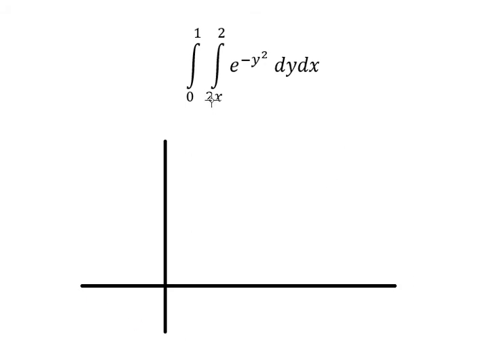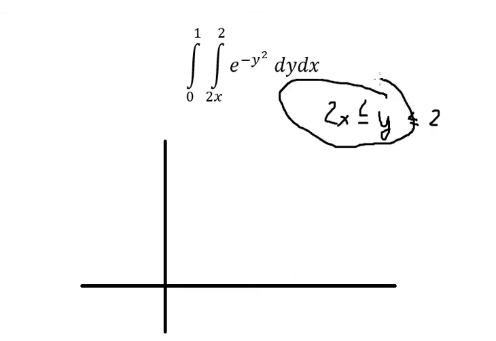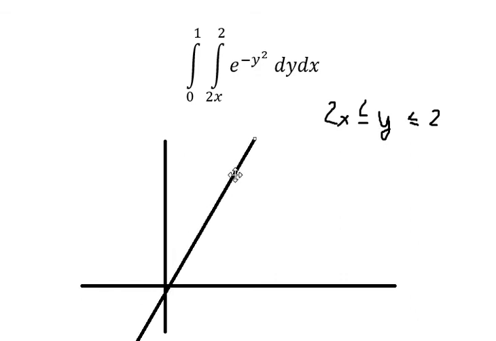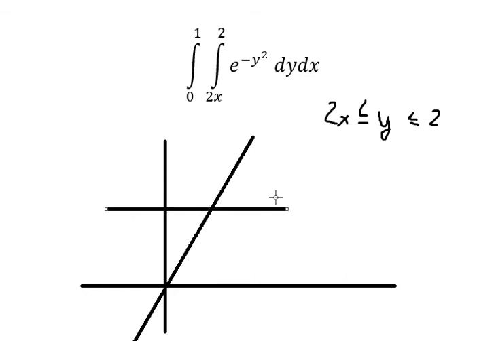We know that y equals 2x. So that means the bound of y is between 2x and the number 2. So we need to graph y equals 2x, and the graph should be like this. And we know that y is smaller than or equal to 2. The graph of y equals 2 should be like this.